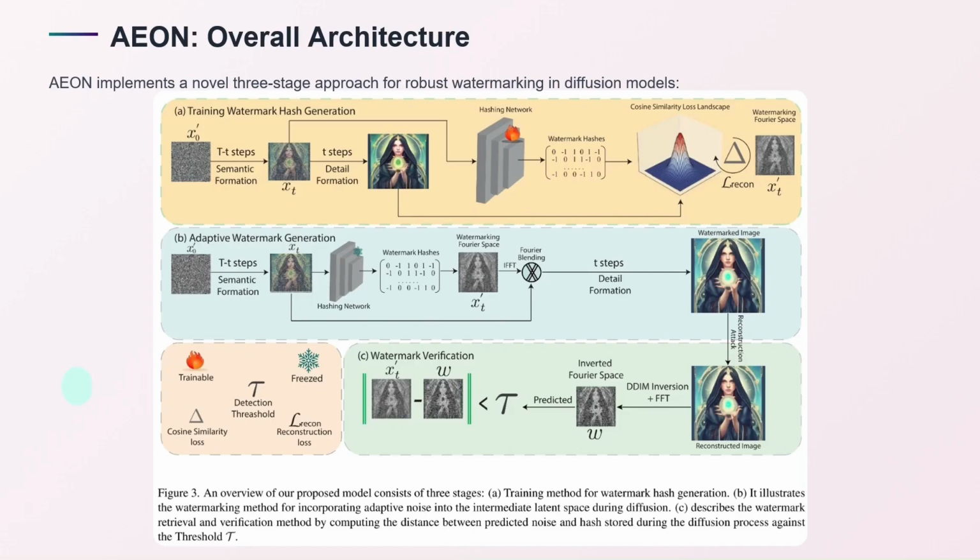We mimic a reconstruction attack, and the reconstructed image is then used to extract W, the watermark noise, by using inverse DDIM and the FFT process taken from Robin and existing methods. Then we compute the difference between this extracted watermark and the watermark that we generated in step two.